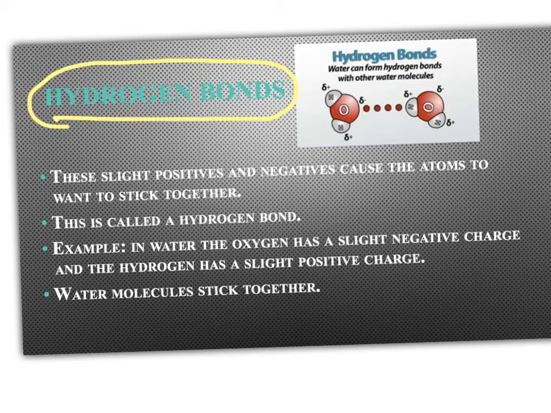So we have covalent bonding, which sticks them together like glue. But we also have something called hydrogen bonding due to these slight positives and negatives. Of course, negatives and positives attract like a magnet. And in some molecules that have these slight negative and slight positive charges, it attracts the molecules so that they want to stick together. This is called a hydrogen bond. Very, very crucial in water.